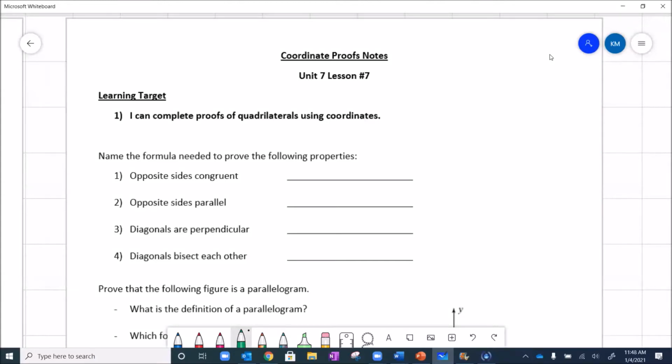Today we're going to look at coordinate proofs notes. At the end of this video, you should be able to complete proofs of quadrilaterals using coordinates.